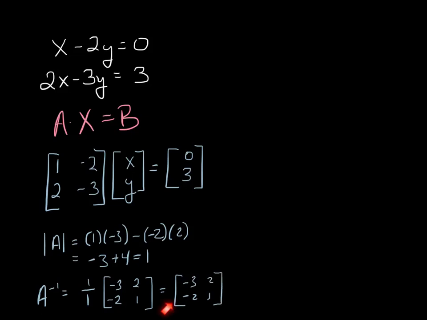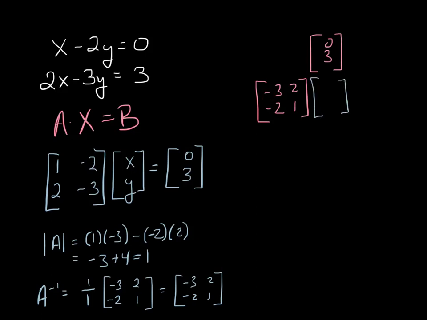Now we take A inverse and multiply that by 0, 3. But remember, we've got to do this on the left side. So A inverse is over here and matrix B is up here. Okay, let's multiply those together. Negative 3 times 0 is 0, plus 2 times 3, that leaves us with 6. Negative 2 times 0 is 0, plus 1 times 3, which is 3. So that means that this must be x, and that must be y. So our solution is 6, 3.